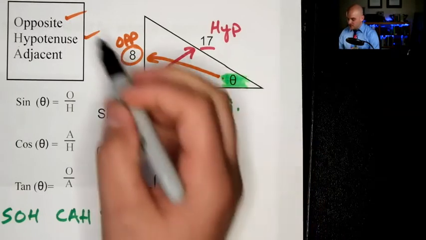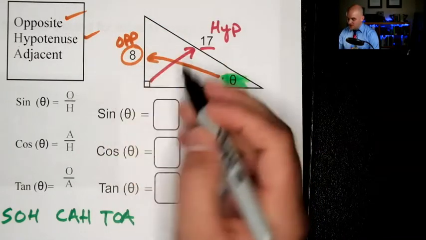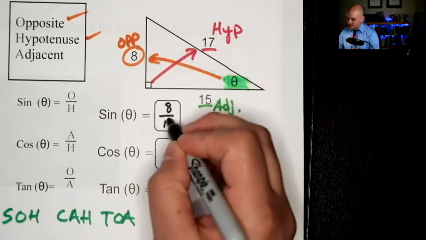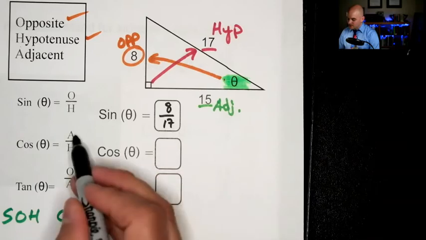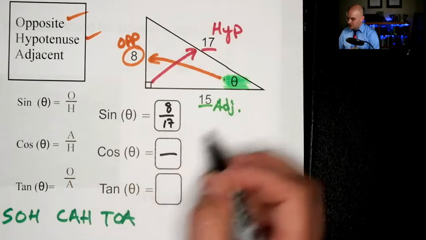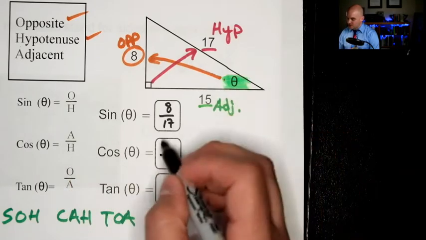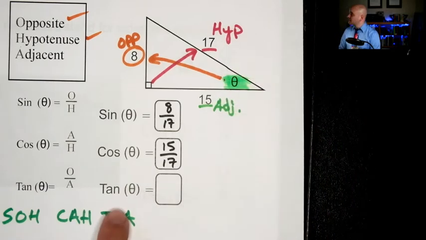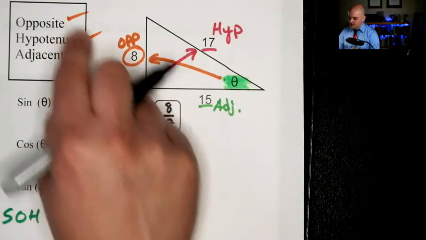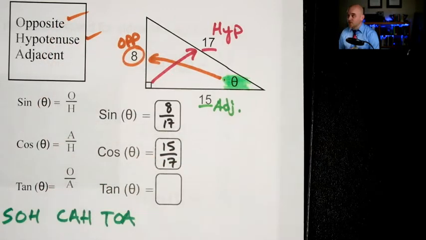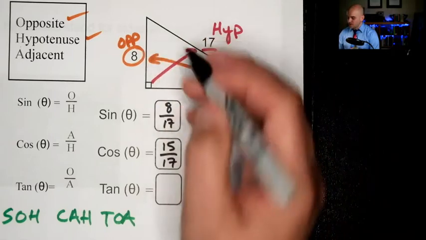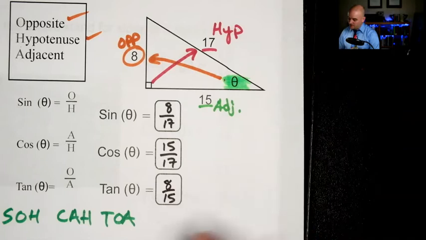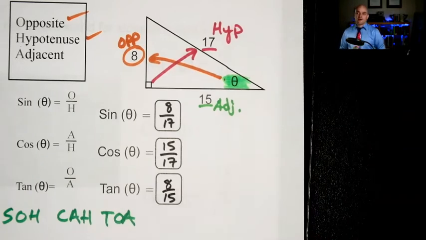The sine of theta equals opposite over hypotenuse. So the opposite side is 8 and the hypotenuse is 17. The cosine of theta is adjacent over hypotenuse. So in reference to this angle, the adjacent is 15 and the hypotenuse is 17. And lastly, the tangent of theta is the opposite over the adjacent. So the opposite side is 8 and the adjacent side is 15. And that's all there is to it, okay?